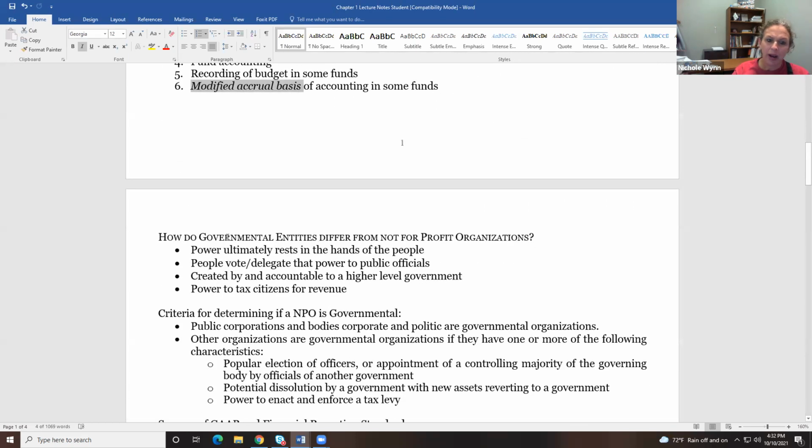All right. So how are governmental entities different than nonprofits? Governmental entities, the power rests with the people. So often I hear people complain about how their government is being run, and they say, you know, I don't like how they're running it. Well, you elected the people who are running the government.